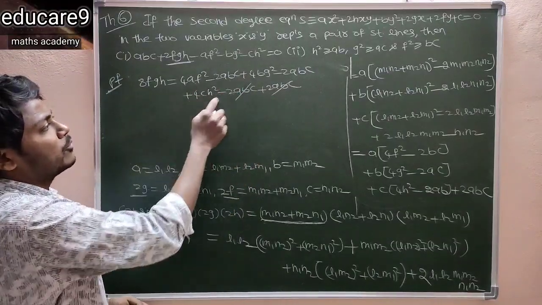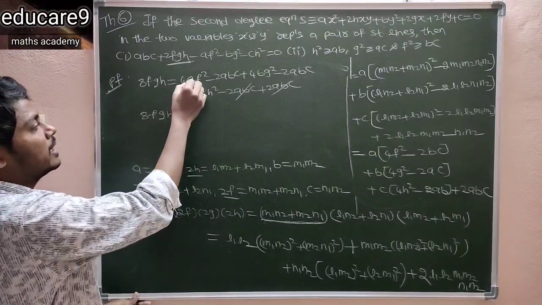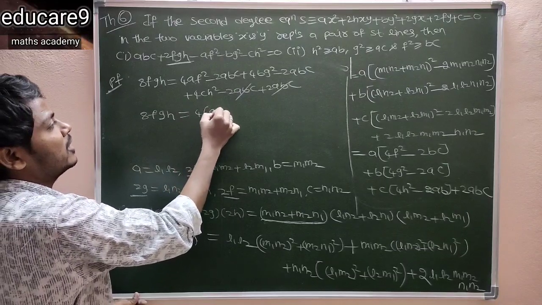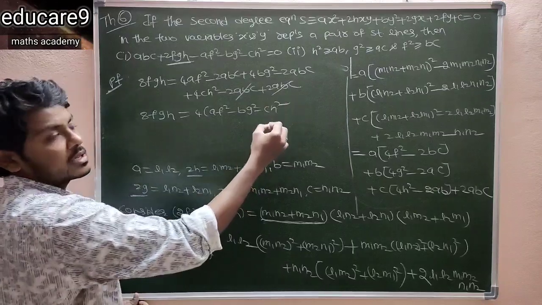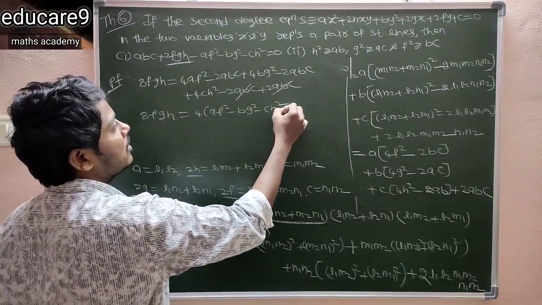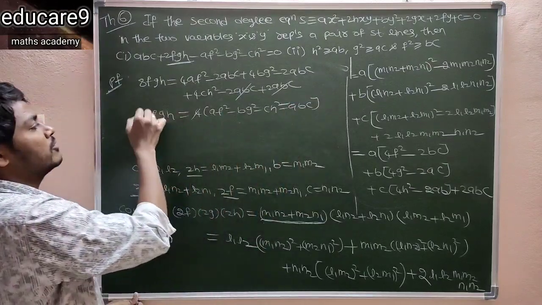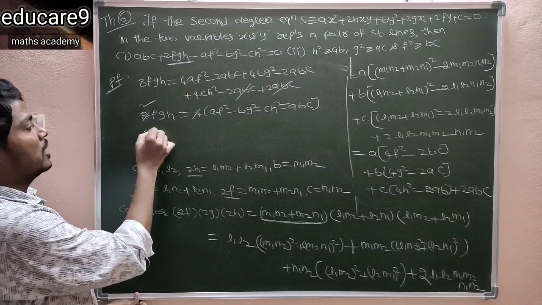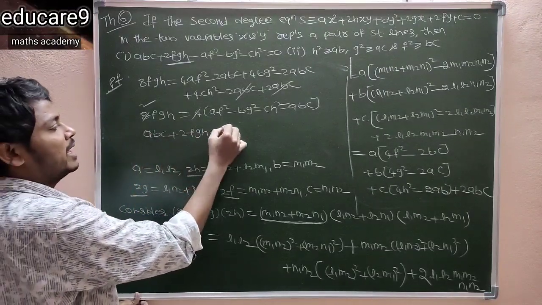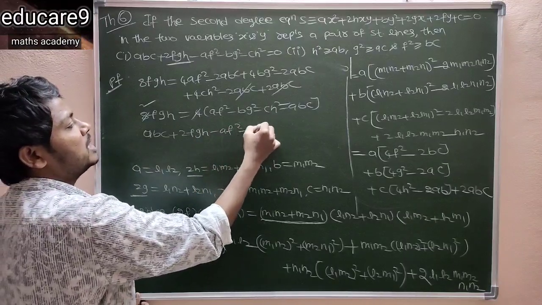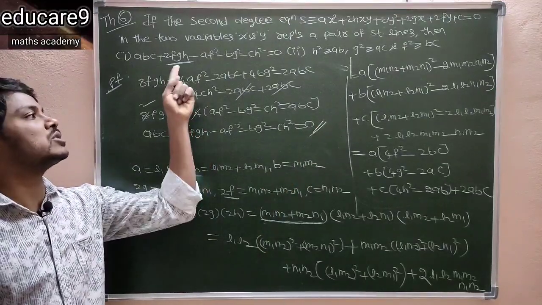Now here in all terms 4 has come. So 8fgh equals 4 times af square minus bg square minus ch square, minus 4abc, that is minus abc. So 4 cancels with 4 and 2. So this is abc plus 2fgh minus af square minus bg square minus ch square equals 0. So this is the first one.